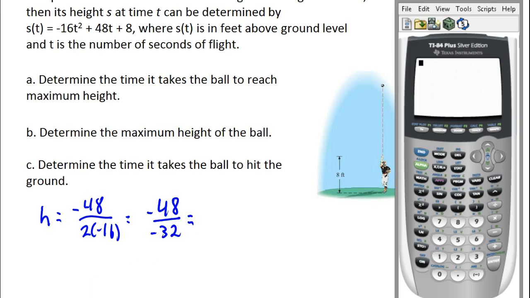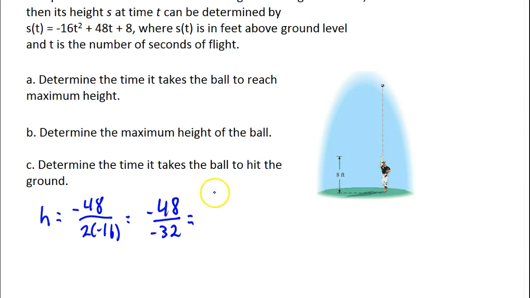And let's get our calculator up. So I'm going to do 48 divided by 32. So it takes us 1.5 seconds for that ball to reach the maximum height. 1.5 seconds. Well, what is the maximum height? The maximum height is the y-coordinate, s. So that's going to be k of the vertex.